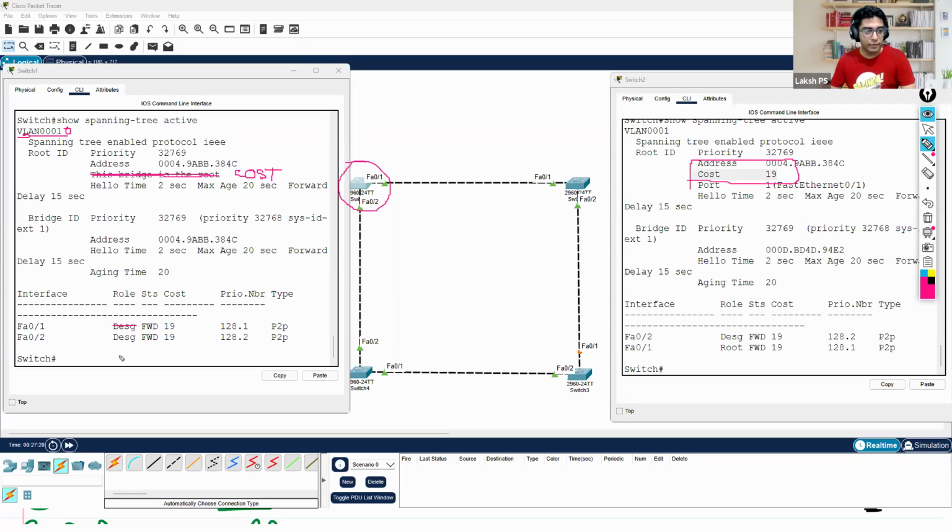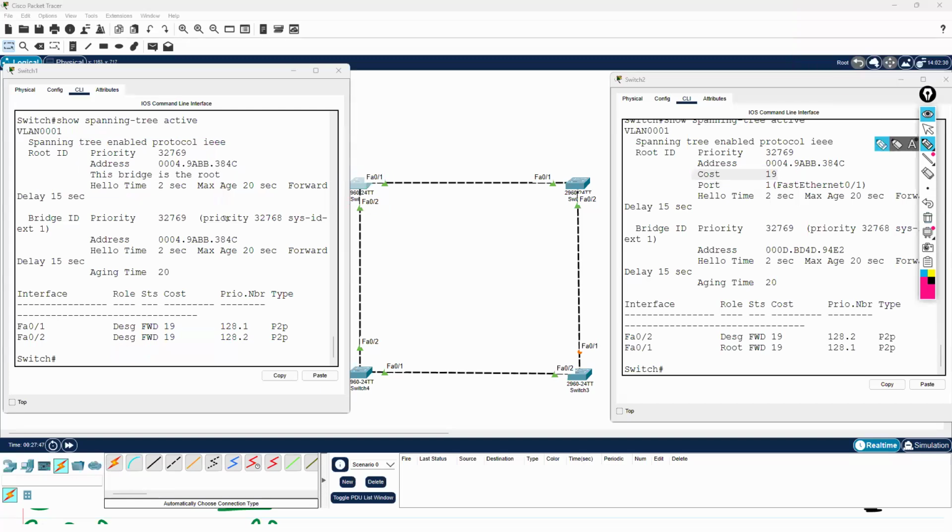And one of the interfaces will be a root, not designated. Some other switch for VLAN number 10 may be a root switch. So on that switch, it will show us this kind of output: this bridge is the root. And for VLAN number 10, that root switch will have all its interfaces designated. You will understand this even better when we go into the per VLAN part. It will look clear at that time.